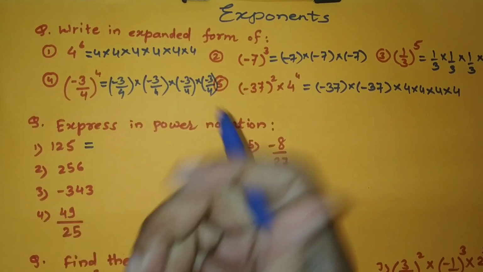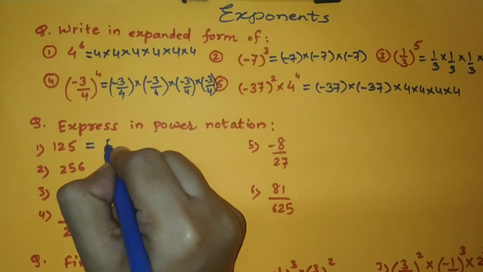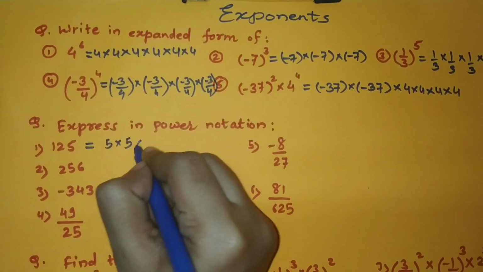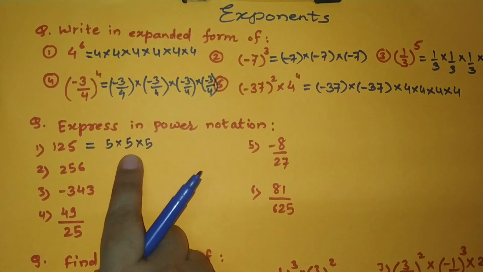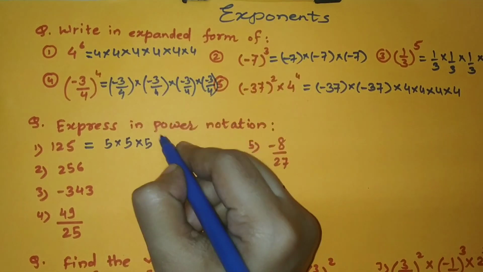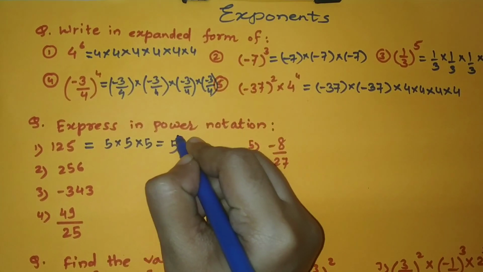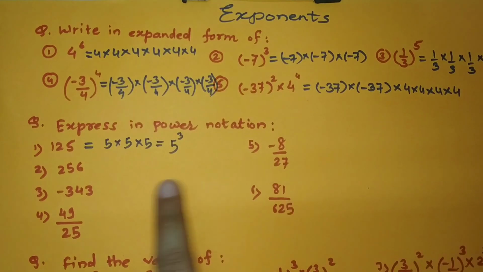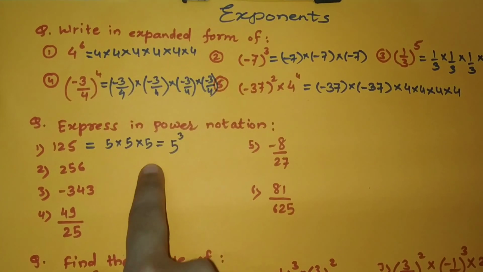So you can give it in terms of power of 5. Like 125 you can get when you multiply 5 three times to itself. It is 5 into 5 into 5. And when you want to write in power notation, you can write 5 to the power 3, because here 3 times is there, multiplication by itself.